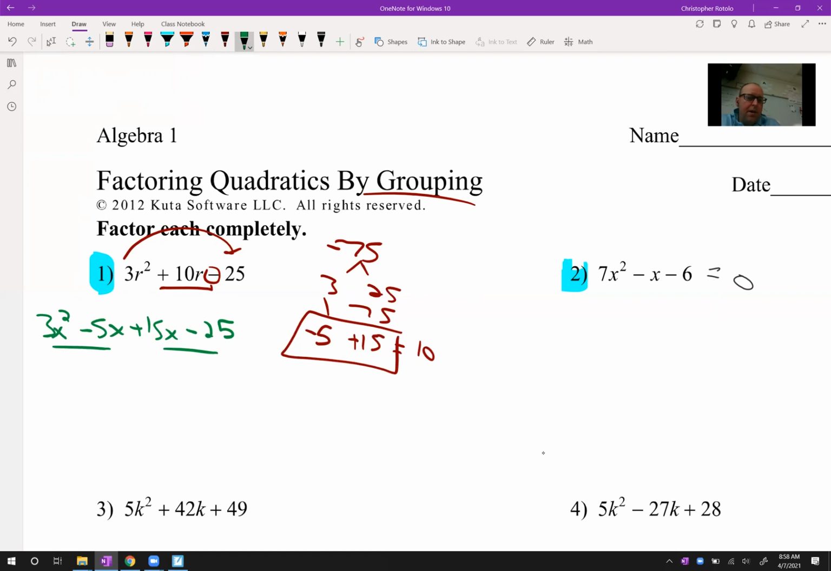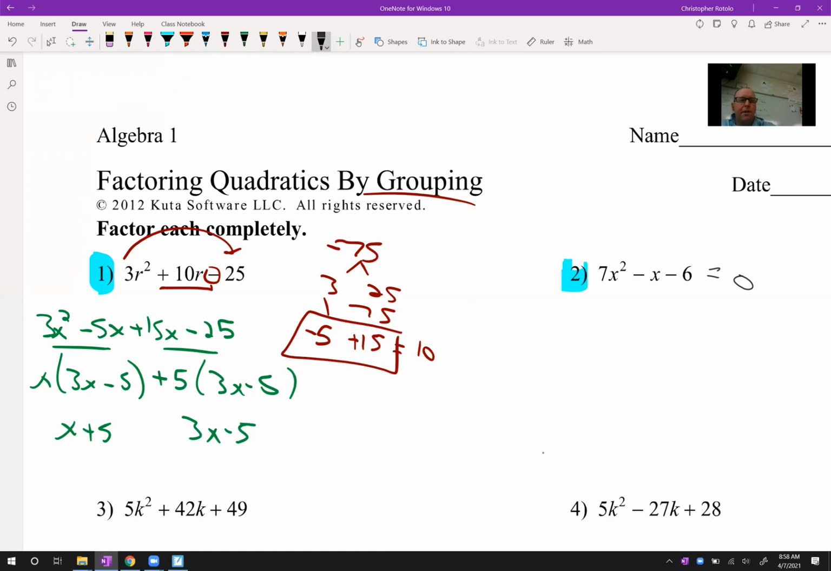3x squared and 5x both have an x. And you're like, really? We're going to do this again? And I said, yes, we're going to do this again. All right, so I need 3x minus 5. No sign changer here. 15 divided by 3 is 5. 25 divided by 5 is 5. So I know that's going to be the next part. So x plus 5 and 3x minus 5. Okay, so that part is the review.